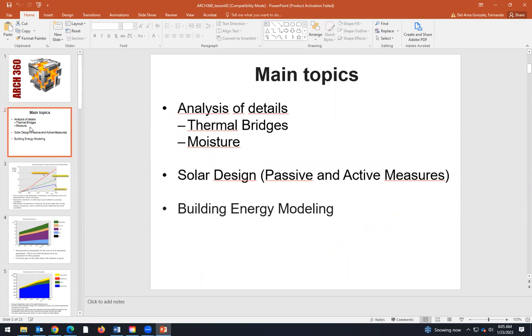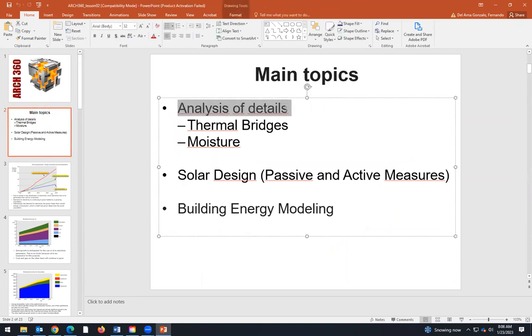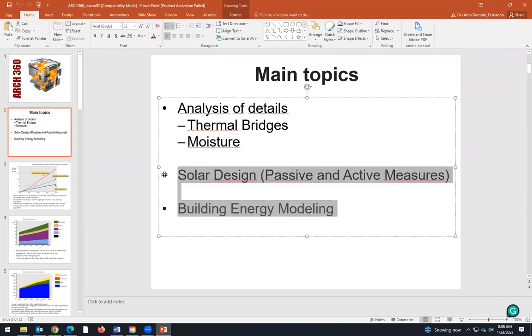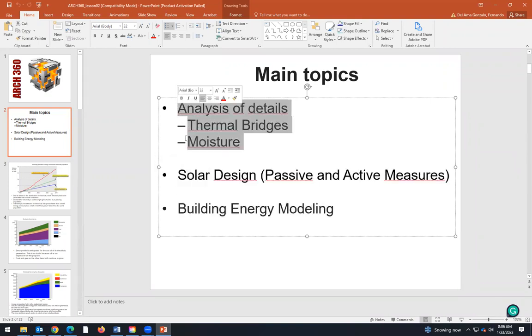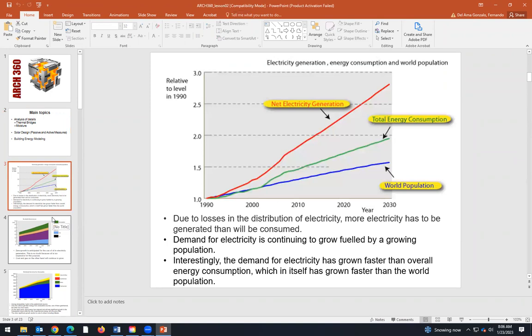What we are going to do in this course, we are going to analyze details, thermal bridges and moisture, and then we will look at solar design features and building energy modeling. So we're not going to do that today. We're going to explain with the analysis of details. And we will explain what thermal bridges are and how moisture inside the walls or inside the roofs can affect the performance of the building. But first, we have this, okay?